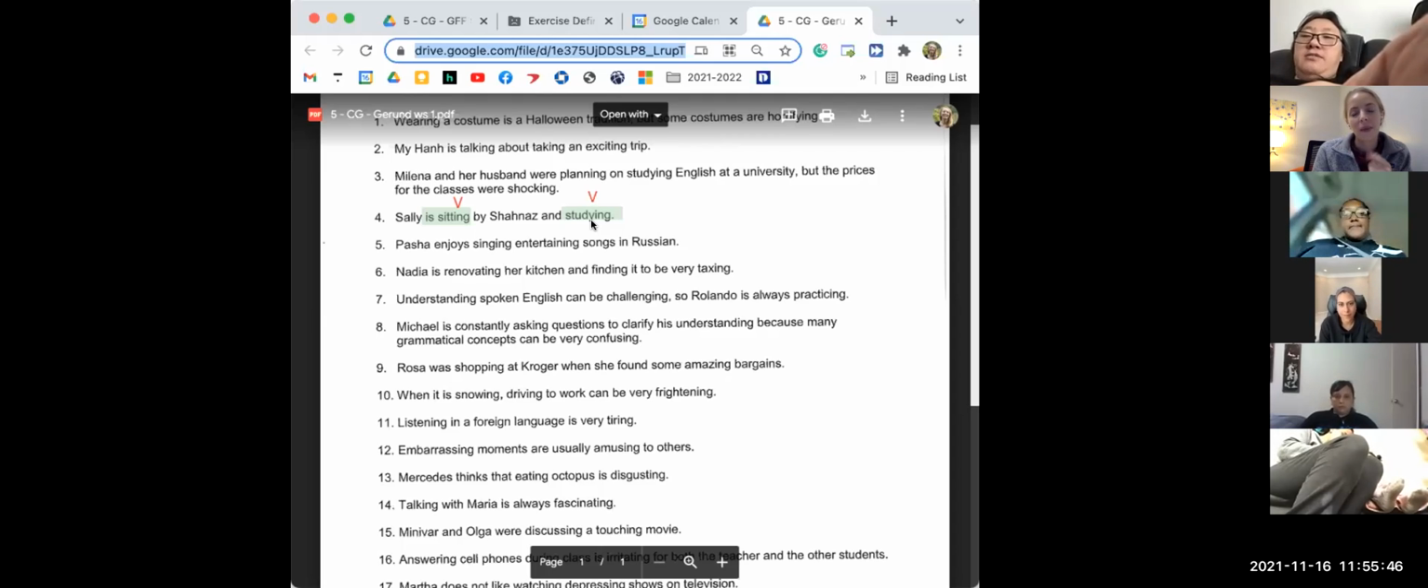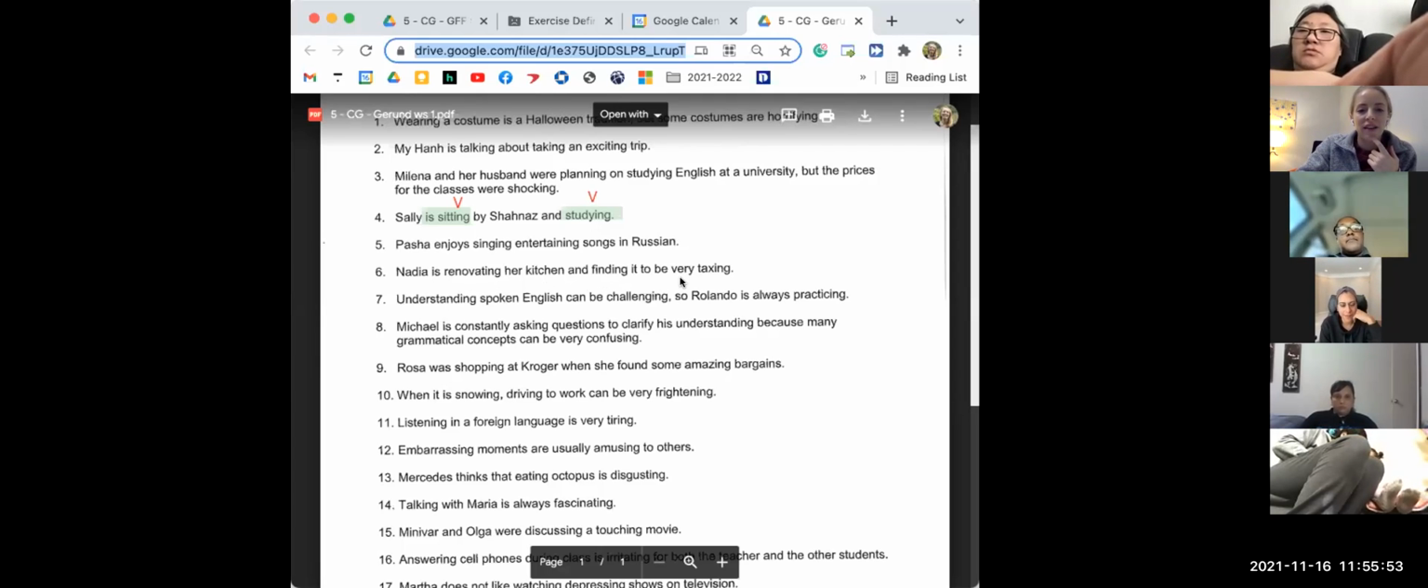Like number 6, right? In number 6, Nadia is renovating her kitchen and finding it to be very taxing. It's the same. Is renovating and is finding. And taxing is adjective. Adjective. Okay.